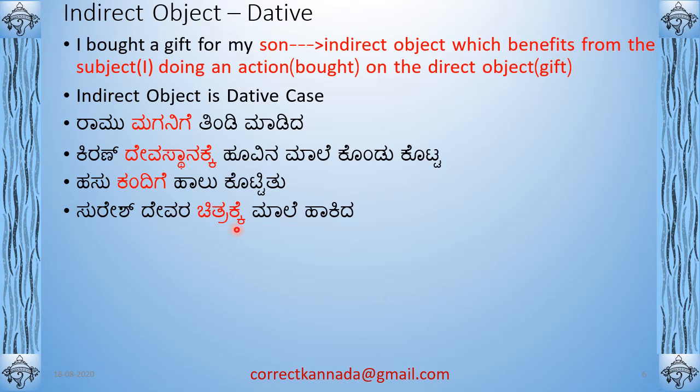So you could see here, Suresh male hakida is your actual sentence, where male is your direct object. Hakida is, he put the garland, right? Devara chitra is your indirect object, and therefore devara chitrakke. So you could imagine the chaturthi vibhakti is basically all the indirect objects will be in chaturthi vibhakti. That's basically what we are saying here. Next slide.